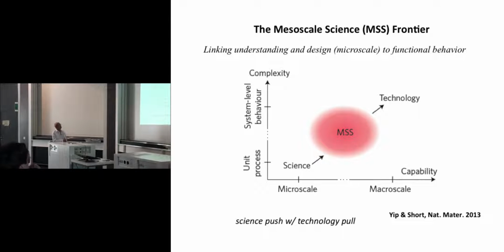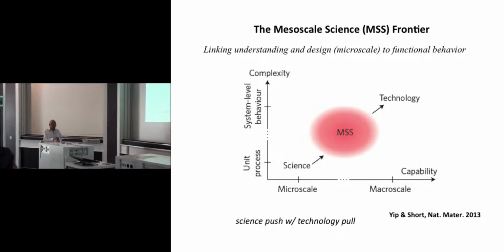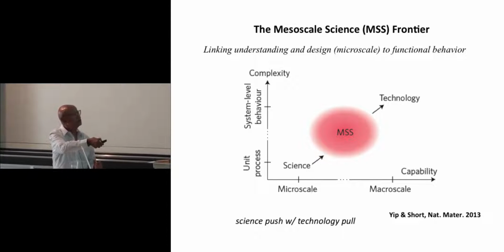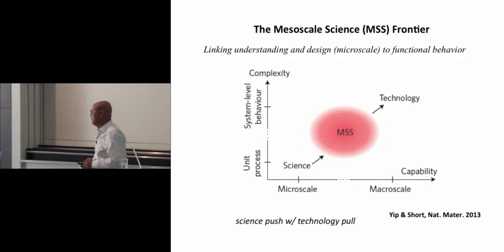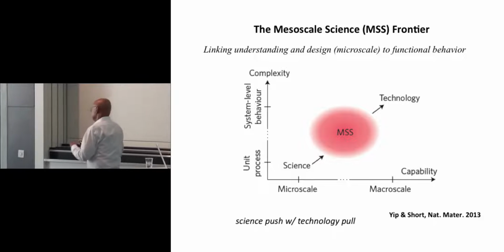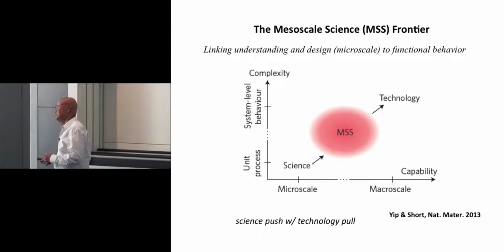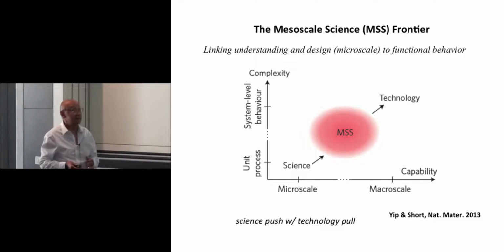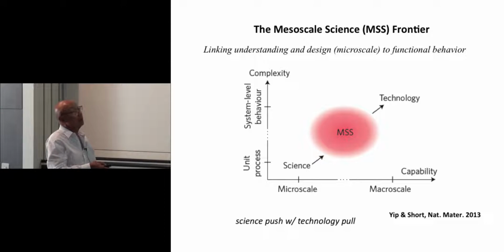So let me define the mesoscale science frontier as simply this little fuzzy zone here. This stands for mesoscale science. I call it a frontier because it is a place where a lot of work can still be done. It's relatively new in a certain sense. It is new because it's a frontier that connects, on the one hand, science, and on the other hand, applications.